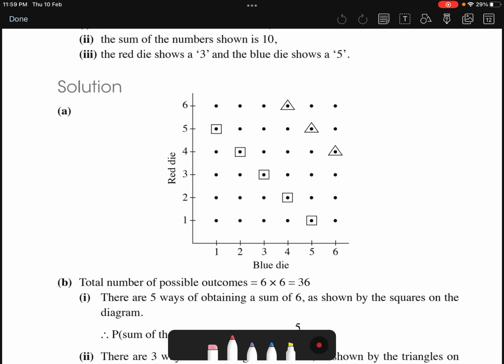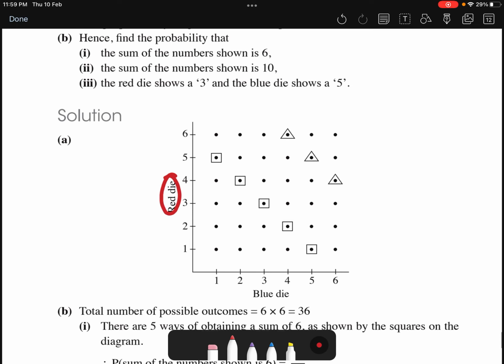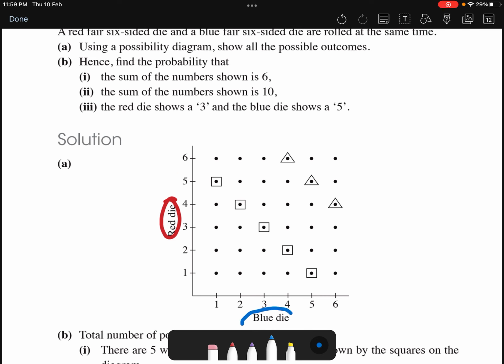So first thing, this is the red die. Then after that, of course, there are 6 faces, right? So you just put 1, 2, 3, 4, 5, 6. Okay, then after that you draw the blue die. Same thing, 1, 2, 3, 4, 5, 6. So this is how you draw a possibility diagram.